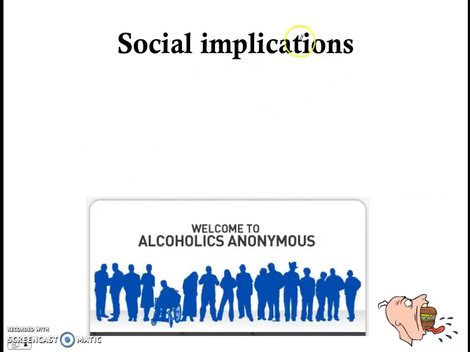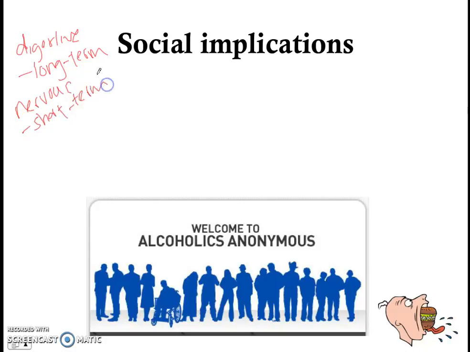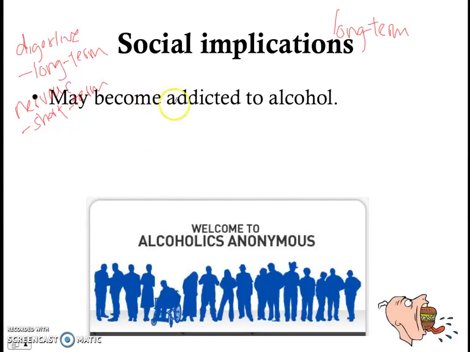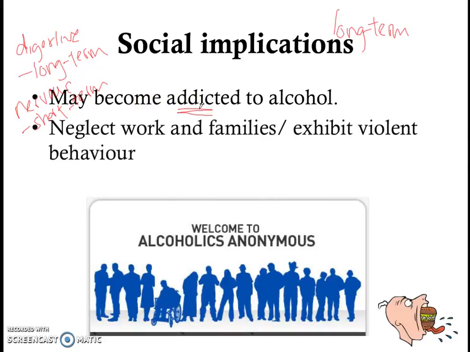Now finally, we're going to be talking about the social consequences of drinking too much alcohol. So far we talked about the digestive system, right? That's something that happens in the long term, alright? If you drink too much alcohol in the long term, you might get ulcers or get cirrhosis. The effects on your nervous system were short term, right? You get blurred vision and poorer judgment. Now, social implications is also a long-term effect of alcohol. You see, if you drink too much alcohol in the long term, you may become addicted to alcohol, and this might actually lead to problems with your social behavior.